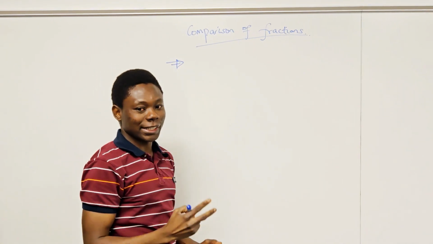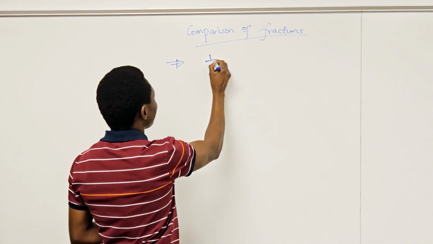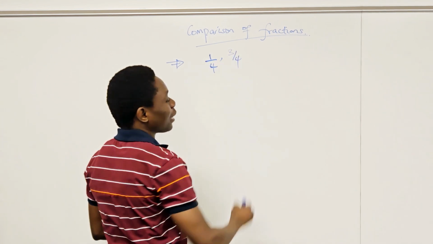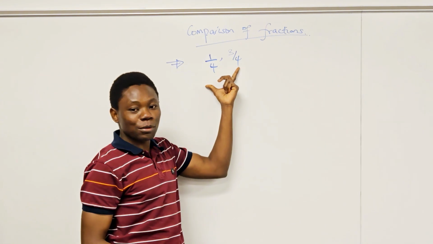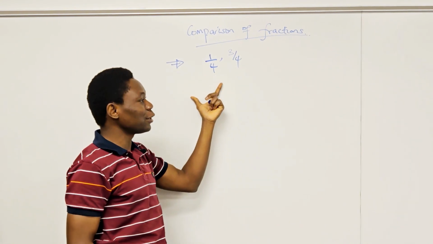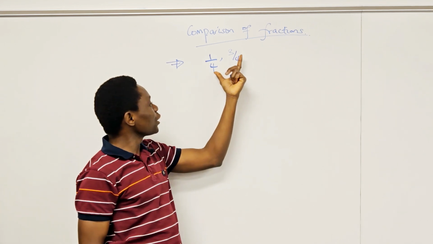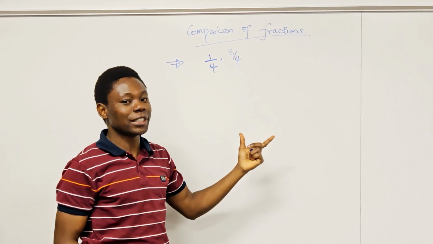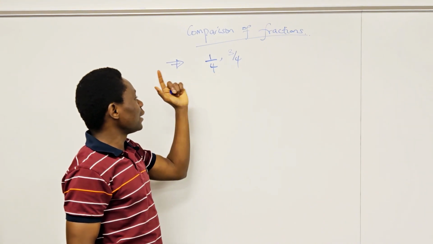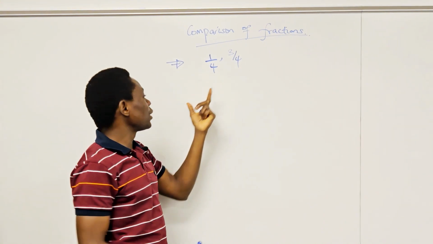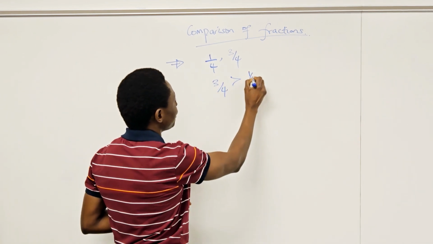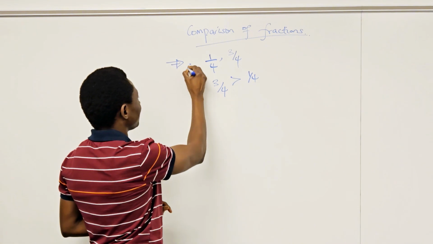And there are two cases here. A situation where the numerators are different and the denominators are equal. So if the denominators are equal, like in this example where you have 1 over 4 and 3 over 4, all you need to do is to compare the numerators. So we can see that the numerator of 3 over 4 is greater than the numerator of 1 over 4. So obviously we can say 3 over 4 is greater than 1 over 4, right?